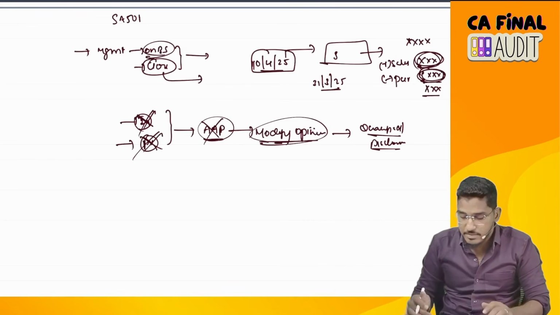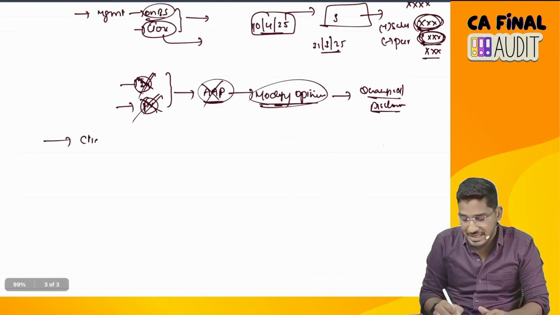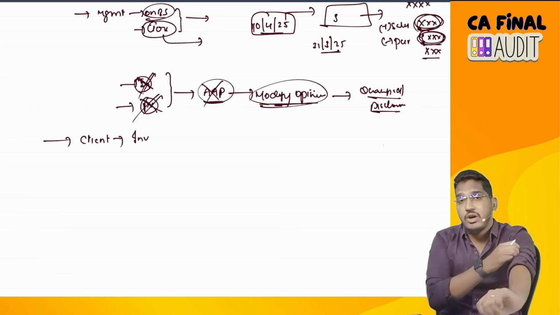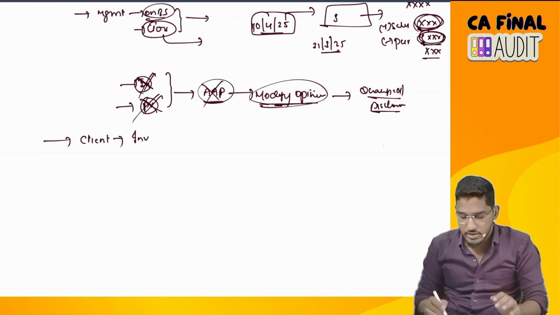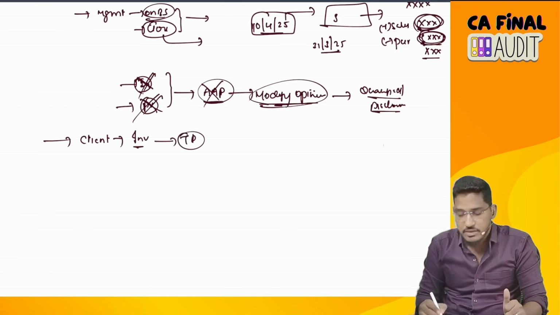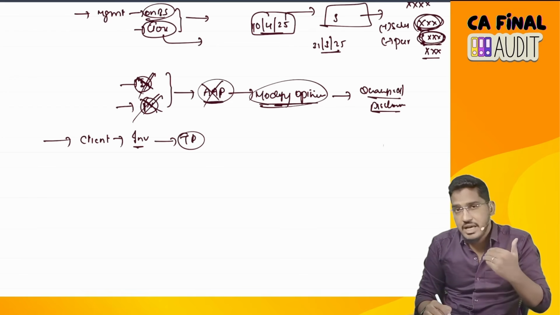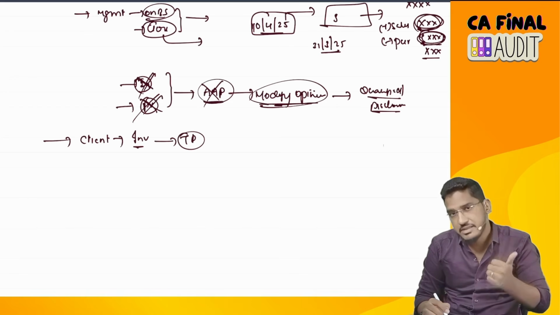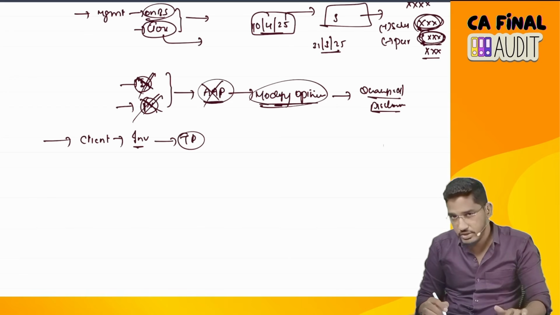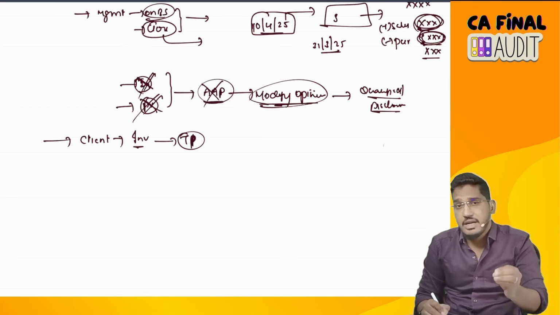Now, coming to the next part of the standard, sometimes what will happen is your client will be the owner of inventory, but that inventory is not in the possession of your client. The inventory might be in the possession of a third party. Do I need to obtain audit evidence regarding that inventory which is in the custody of a third party? The answer is yes. Even if the inventory is in the custody of a third party, you still need to obtain audit evidence.